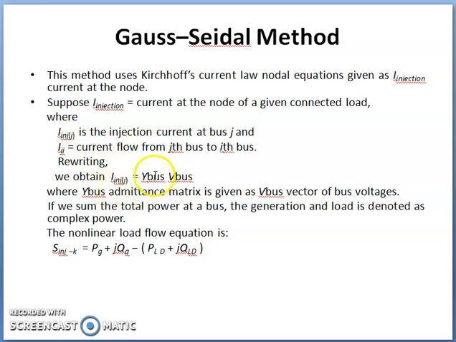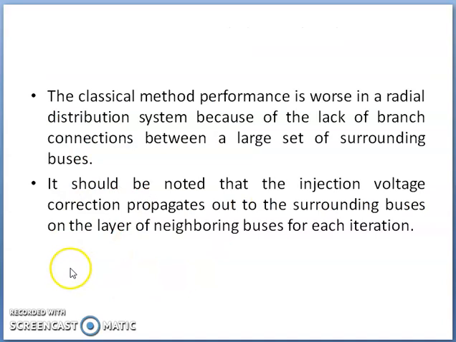So if I rewrite the equation, the injection current I is represented as Y bus into V bus, where Y bus is the admittance matrix, which is as shown in the equation, and V bus is the vector of the bus voltages. If we sum the total power at a particular bus, the generation and load is represented as the complex power. So the non-linear load flow equation is represented as shown in the equation.